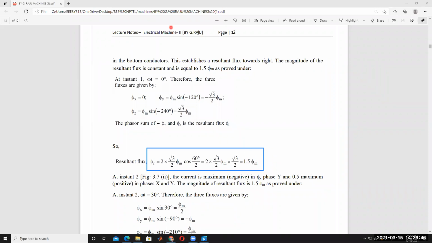Understood? 1.5 times phi m. This is called our main concept. So this is 1.5 times phi m. The resultant flux is 1.5 phi m, and it will be in the direction like this.